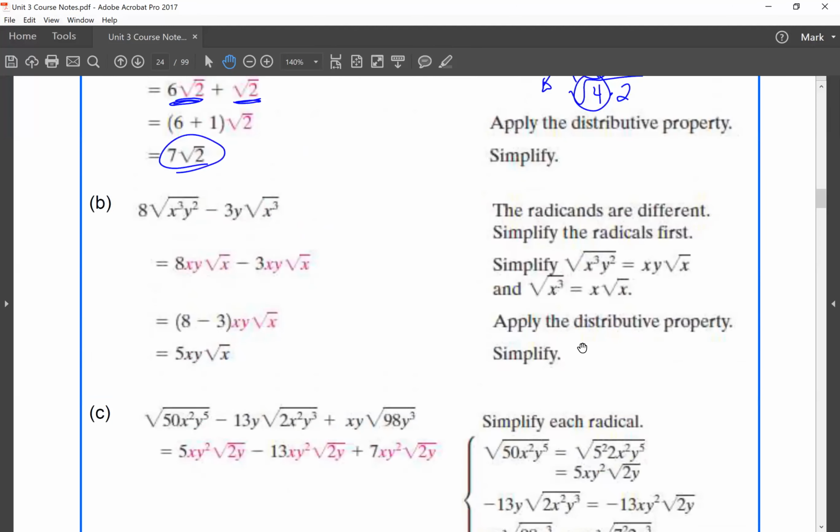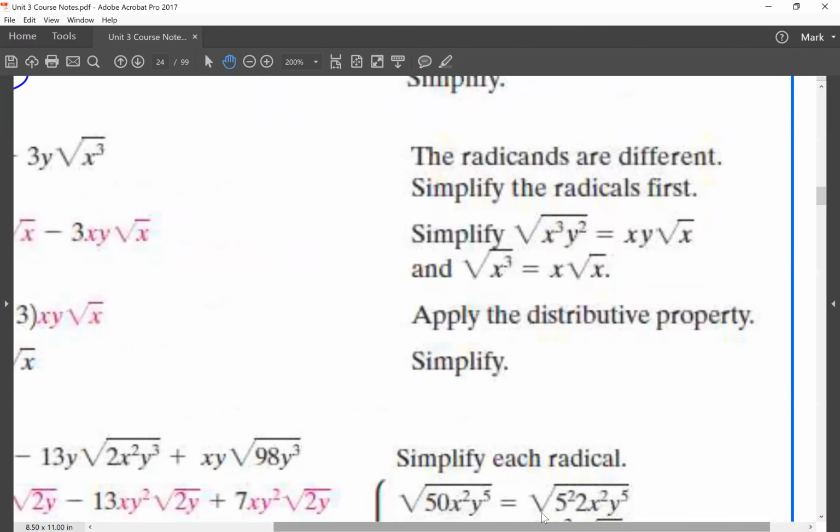B is very quick because the thing with B is I'm going to remove 2 things from this. I'm going to remove the y. The square root of y squared is just y. But where did this other x come from? Let me zoom in here. The square root of x cubed times y squared is xy times x. I can remove an x squared and a y squared.